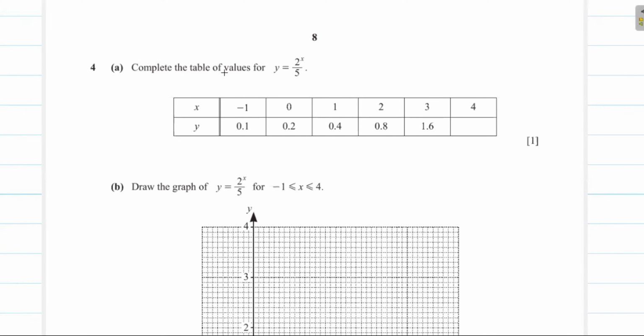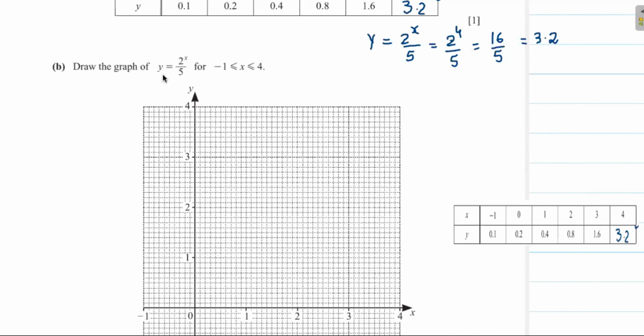Question number 4, part A, complete the table for y equal to 2 power x over 5. Now you see here the value of y is missing. Firstly, we find the value of y. We can find this value of y by using this equation, y equal to 2 power x over 5. Now we put the value x here, 2 power 4 over 5. This value becomes 16 over 5. Now this is 3.2.